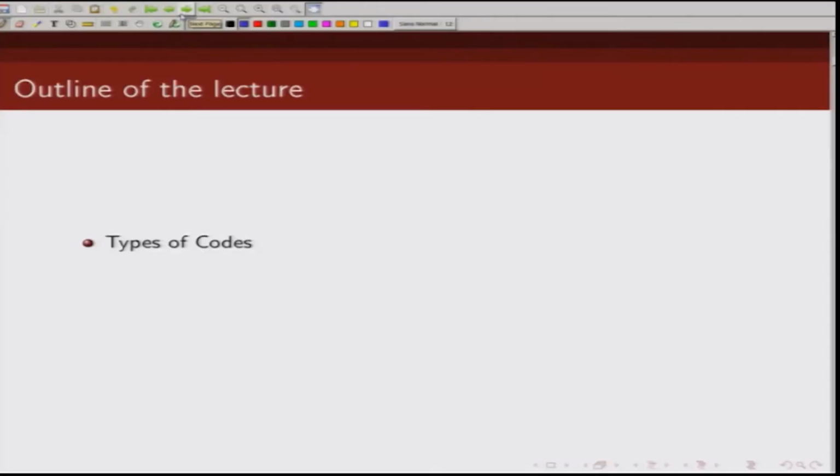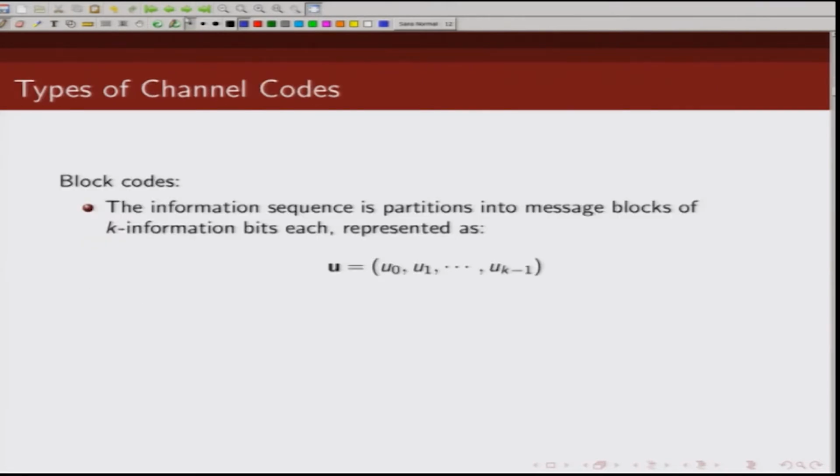Error correcting codes can be broadly classified into two classes, block codes and convolutional codes. We will describe what is meant by block code and what is meant by convolutional code, and we will bring out the differences and similarities between the two. Then we will talk about various decoding strategies, and finally what we mean by forward error correction, hybrid ARQ and automatic repeat request. So, we will start with block codes.